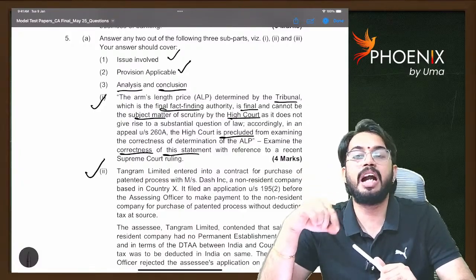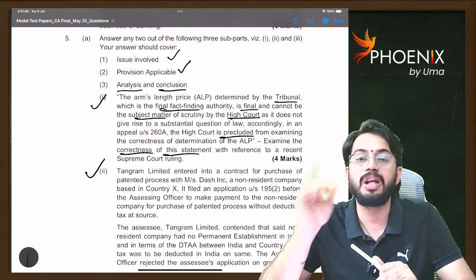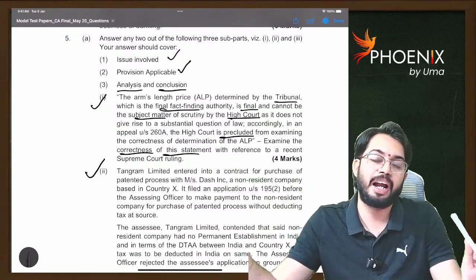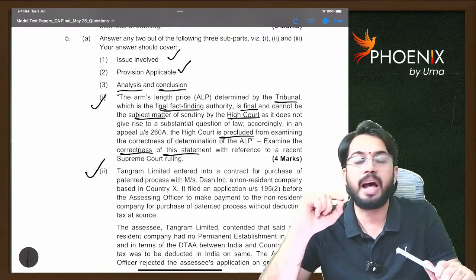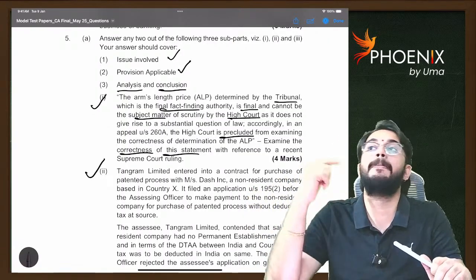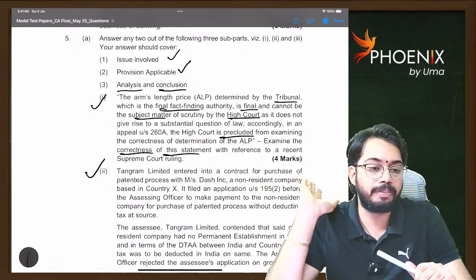So whatever the contention of assessing officer that SSC cannot go to High Court with regard to determination of arm's length price is there, that is not correct. SSC, if tribunal did not calculate arm's length price as per provisions of act, then SSC can challenge the provision of Income Tax Act at High Court level also. Are you able to understand?